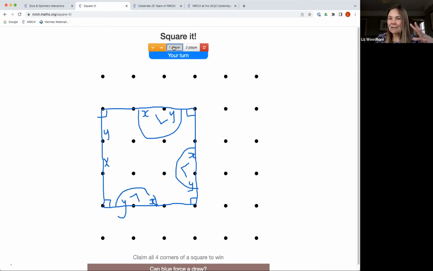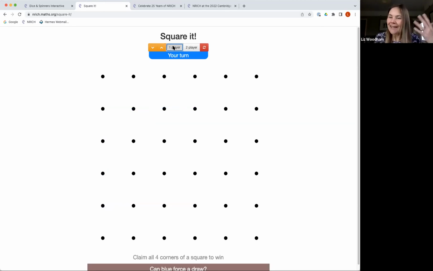And your challenge that we're leaving you with is to have a go against the computer. Can you beat the computer at this game? It is not easy. You could obviously play around with the size of the grid as well, and that might make a difference.